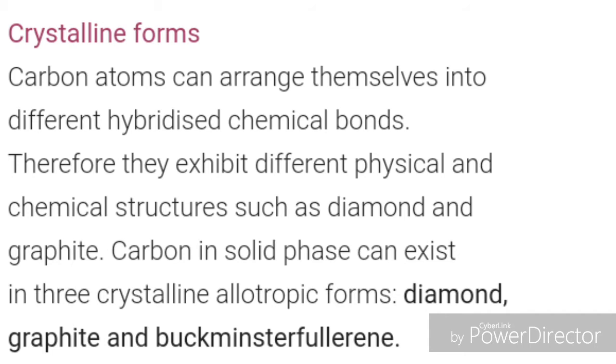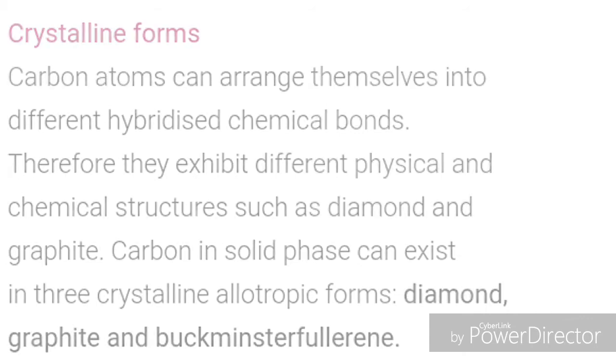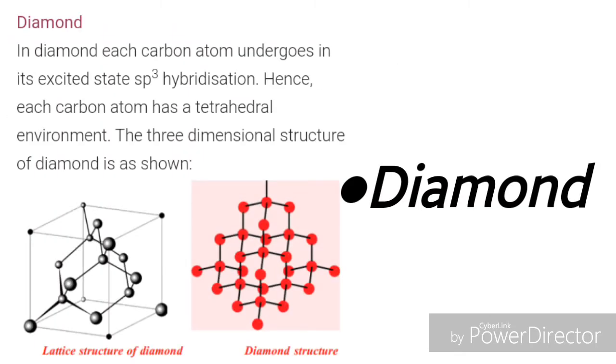Now let us learn about diamond, the hardest material in nature. In diamond, each carbon atom undergoes, in its excited state, sp3 hybridization. Hence, each carbon atom has a tetrahedral environment. The three-dimensional structure of diamond you can see here. In diamond, the carbon-carbon covalent bonds are very strong. It requires a great amount of energy to break them. That's why it is the hardest material in nature.